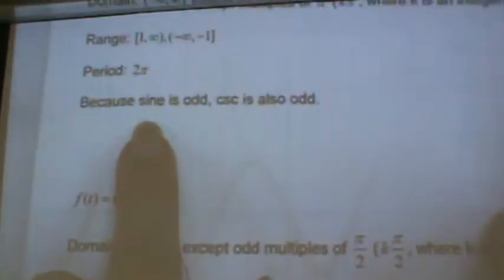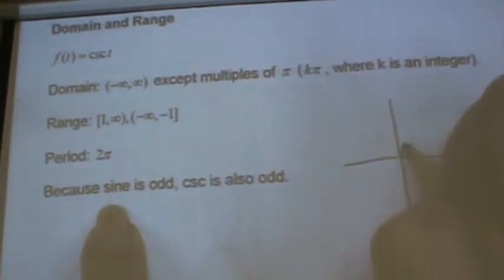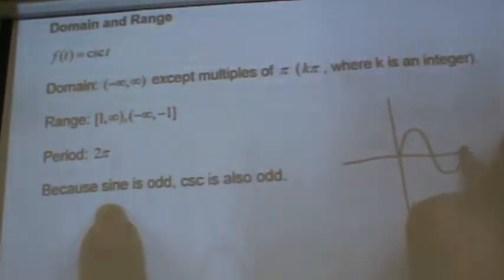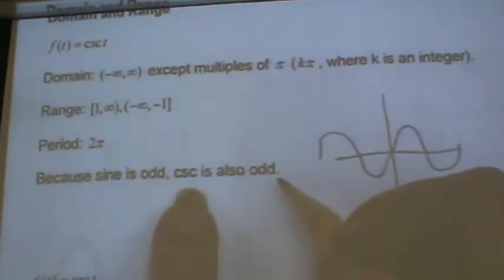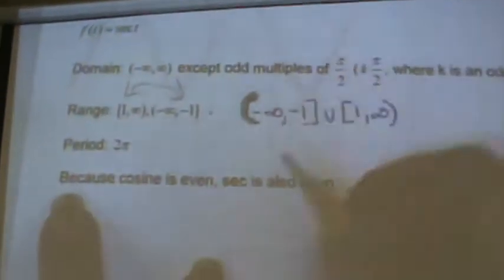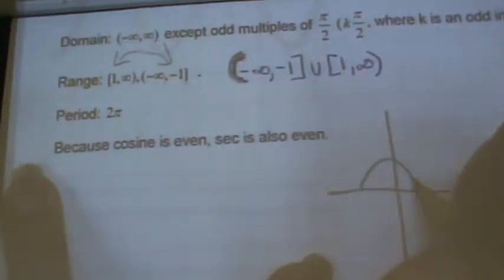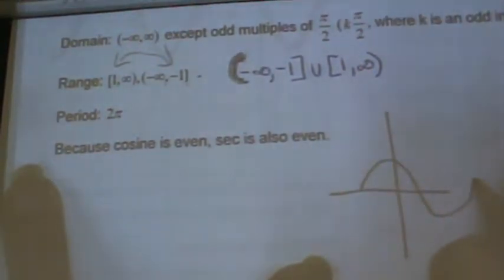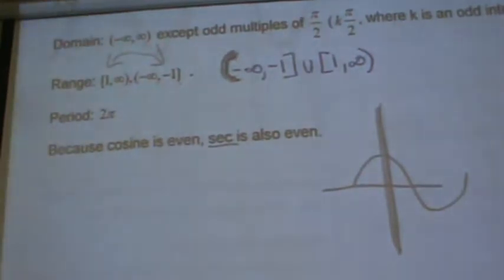And we talked about the sine curve as being an odd function. Why is it an odd function? This is the sine curve. So the cosecant is also odd. And we talked about the cosine as being even. Here was the cosine. This was even because it had symmetry on the y-axis. So secant is also an even function.